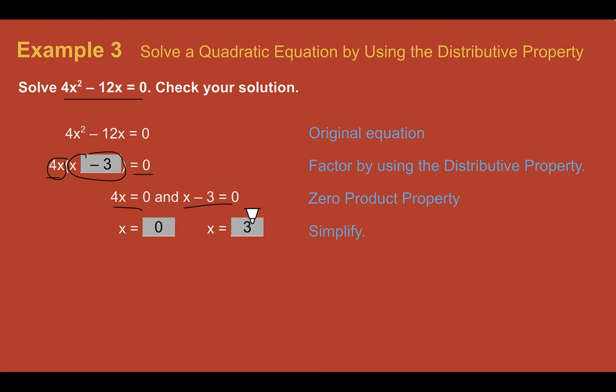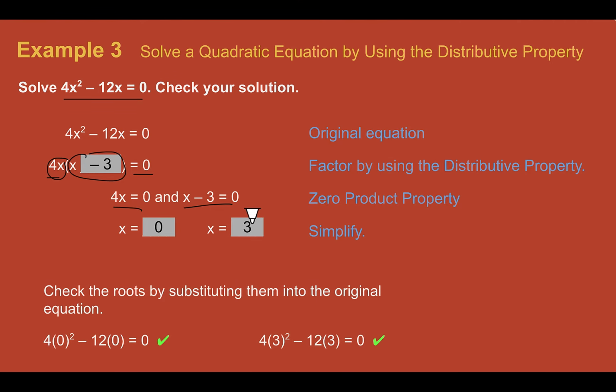Now we need to check our solutions. So we're going to do that by substituting them into the original equation. If I plug in 0, I get 0 squared times 4, which is still 0. 12 times 0 is 0. So 0 minus 0, is that equal to 0? Yes. If I plug in 3, 3 squared is 9.